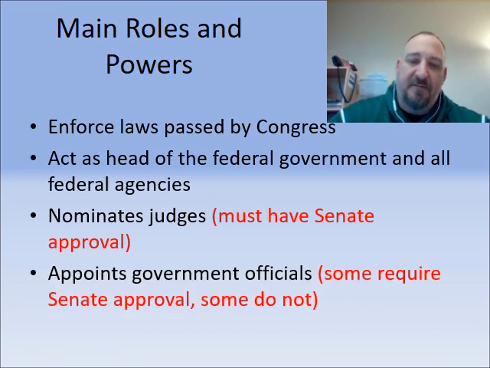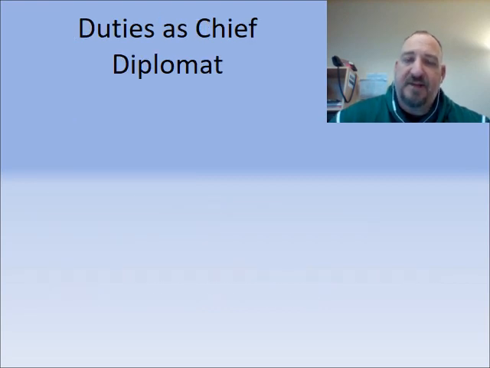And appoints government officials. Some require Senate approval, some do not. Generally speaking, those bigger ones, cabinet members, would be ones that will require Senate approval. Press secretary would be one that would not.